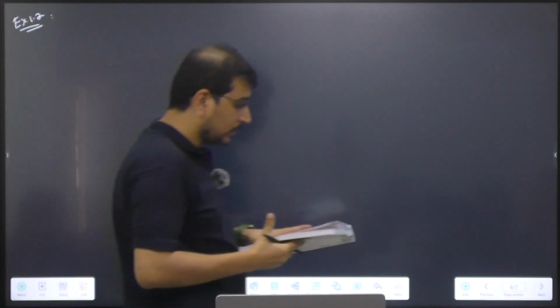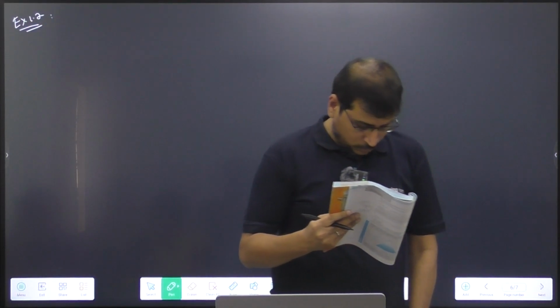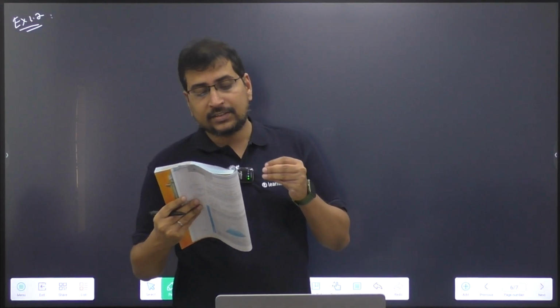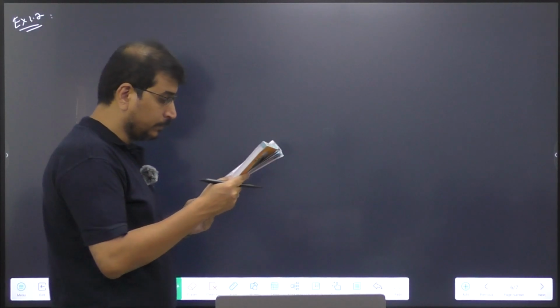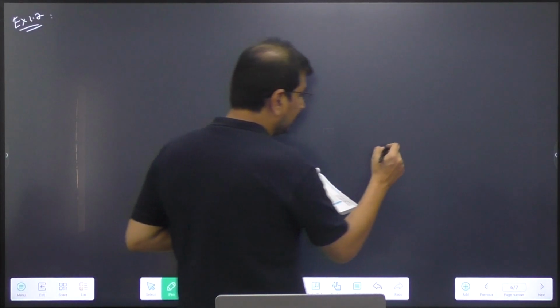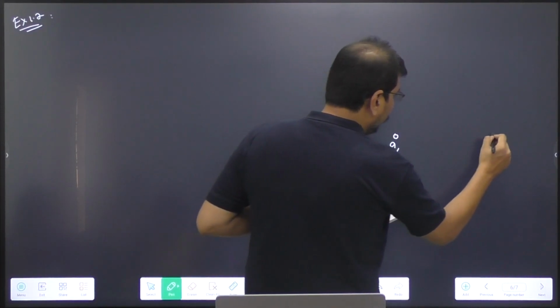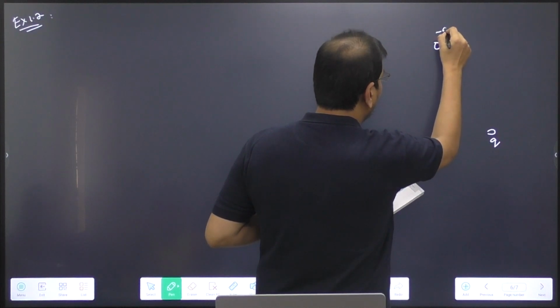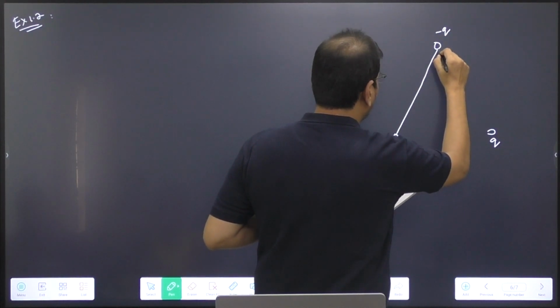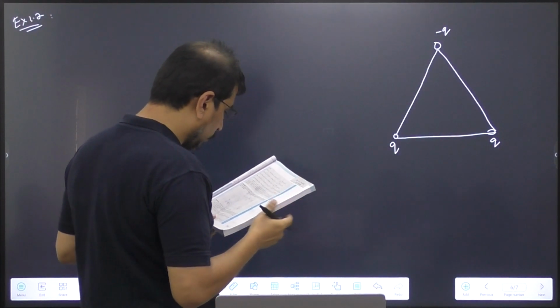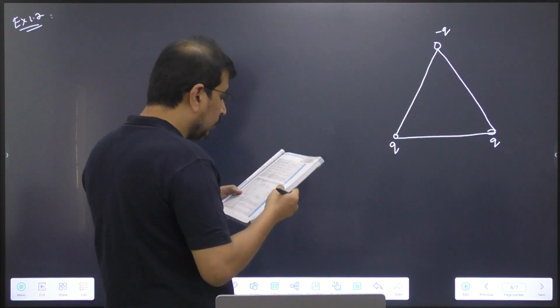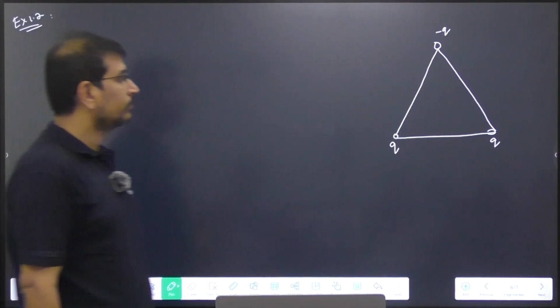So example 1.7, right, what does it state? Consider the charges Q, Q and minus Q placed at the vertices of an equilateral triangle, as shown in the figure 1.10. So there are three charges placed at the vertices of an equilateral triangle: Q, Q and minus Q. So what is the force on each charge?